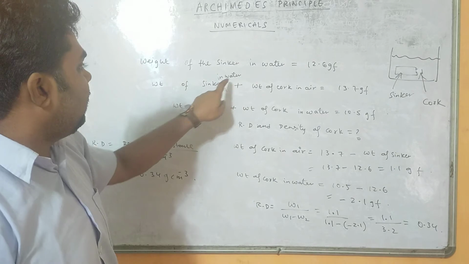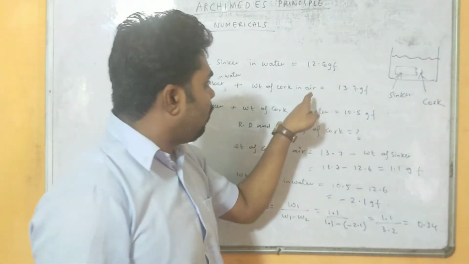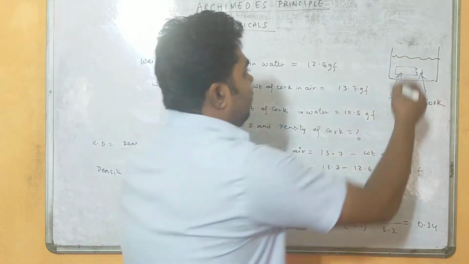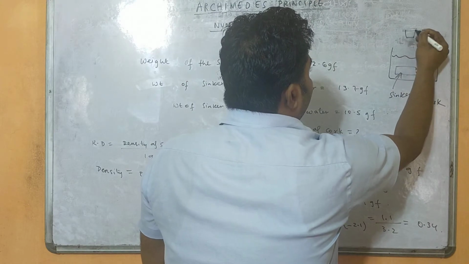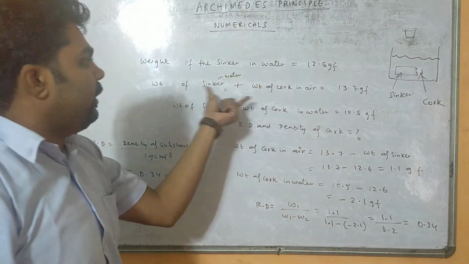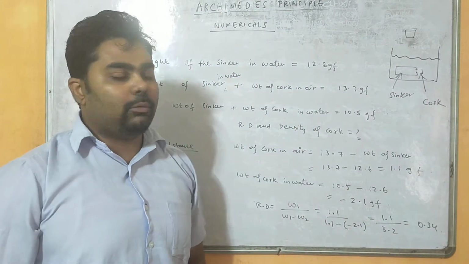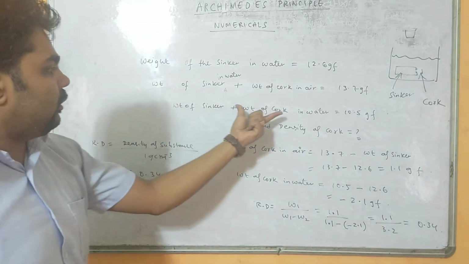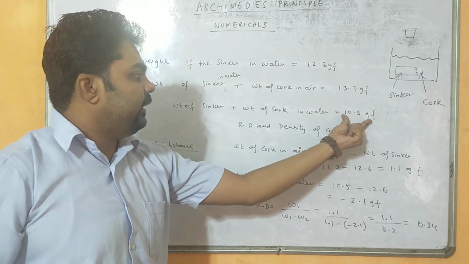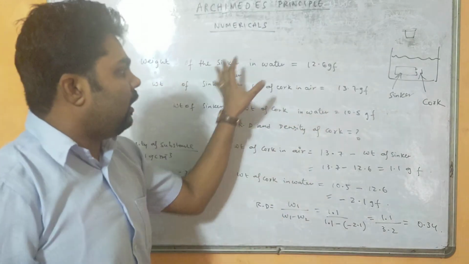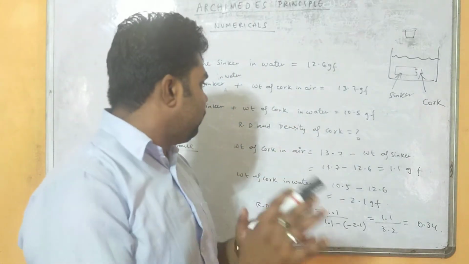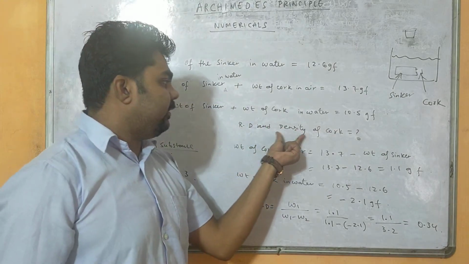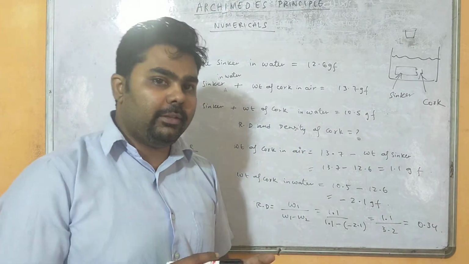Weight of sinker in water plus weight of cork in air, when this cap is in air, that total weight is given 13.7 gram of force. And weight of sinker plus weight of cork in water is given 10.5 gram of force. So all this is given in the question. What we have to find? Relative density and density of cork.